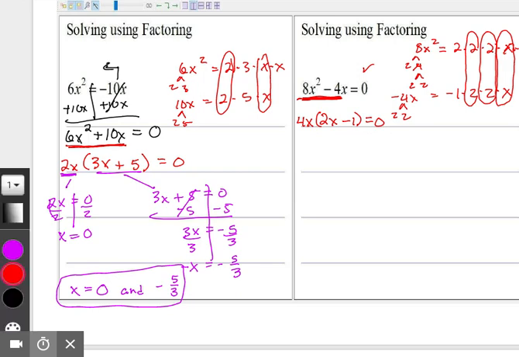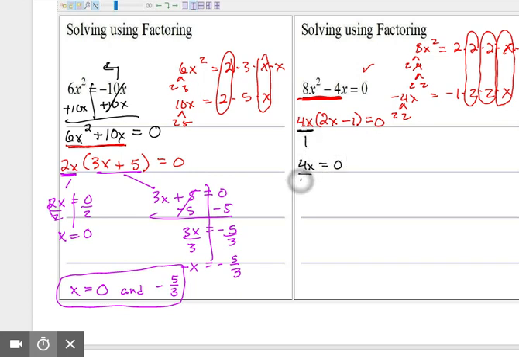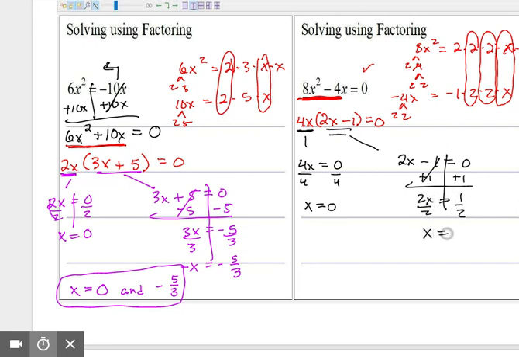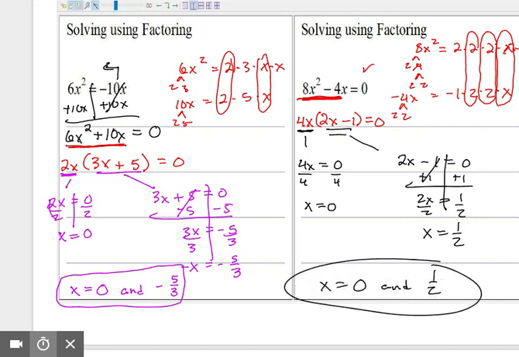And now I can go ahead and solve. I can use my 0 property. So 4x equals 0. Divide by 4, and x is 0. And the second part, 2x minus 1 equals 0. So add 1 to both sides. Get 2x equals 1. Divide by 2, and x is 1/2. So my two solutions are 0 and 1/2.